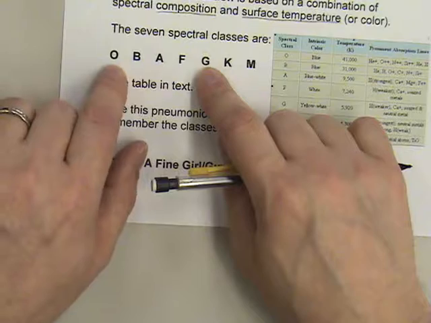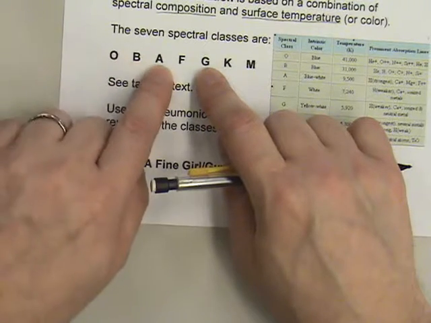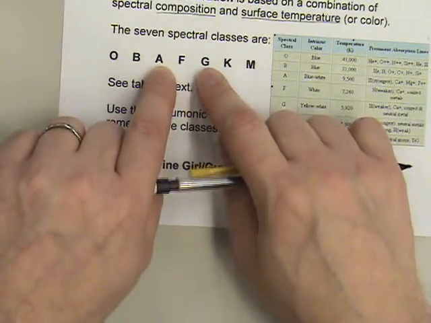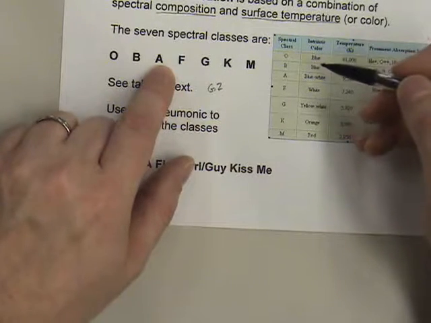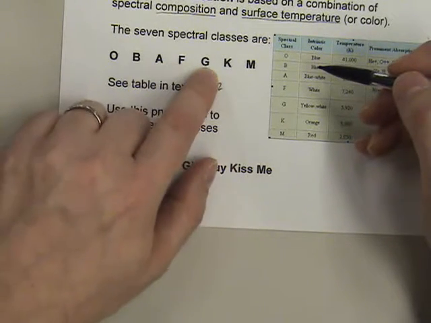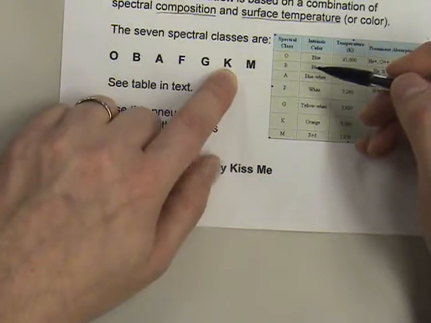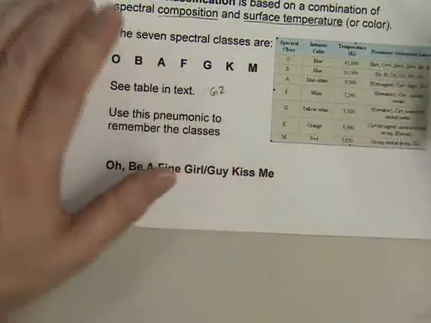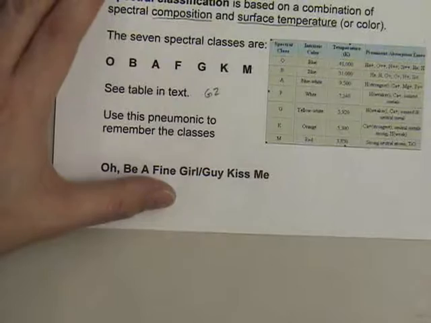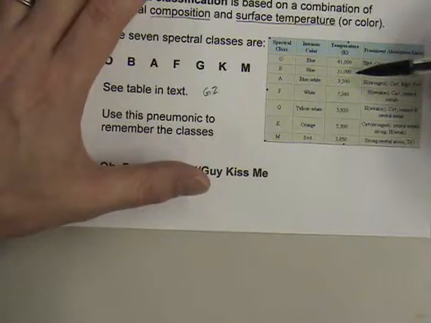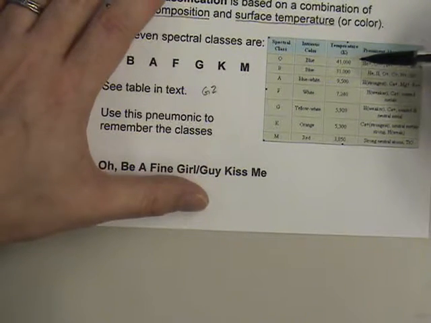The O's and the B's will be more of a blue or a blue-white. As you get down to the A and F, A is going to be like a white-type star, or even slightly still bluish. F is going to be like a white star. G will be a yellowish colored star. K is going to be kind of orange, and then M is going to be sort of a reddish color. And you can see this in the graph, and you certainly don't need to copy this graph. They have a similar table for you in your textbook.